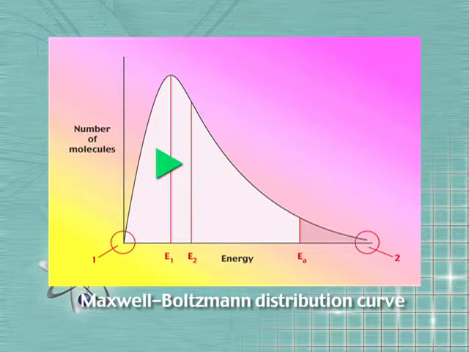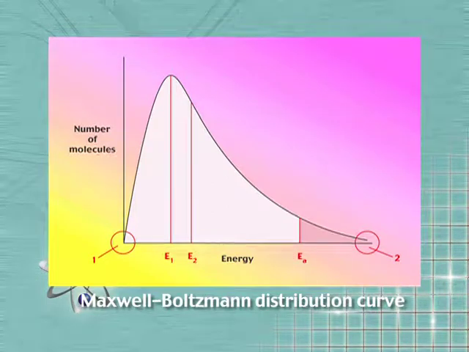The area under the curve represents the total number of molecules present in the sample. EA is the activation energy for the reaction. Only the molecules to the right of the activation energy have sufficient energy to react chemically on collision.